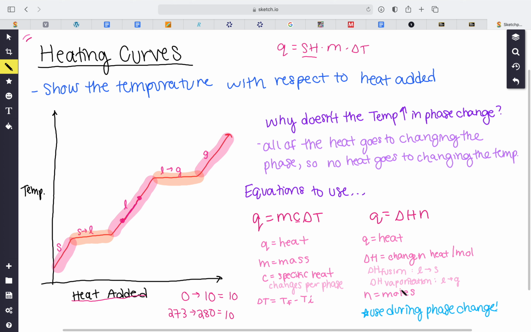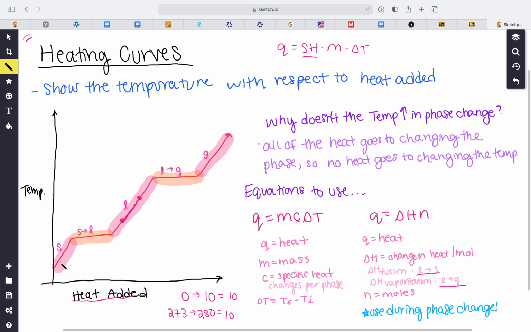Again, you can think of it like this: if you leave a bottle of water out, it doesn't require that much heat to be added in order for it to evaporate, versus your phone. Your phone's not going to melt, so they have different heats of fusion and different heats of vaporization. The next thing is n, which is your moles. That makes sense because we're dealing with the change in heat per mole. In order to find heat, we just multiply by moles to get rid of our moles, and then we find the heat added. We're going to be using this during our phase changes. That's why we use heat of fusion and heat of vaporization, because here we're changing our phases.